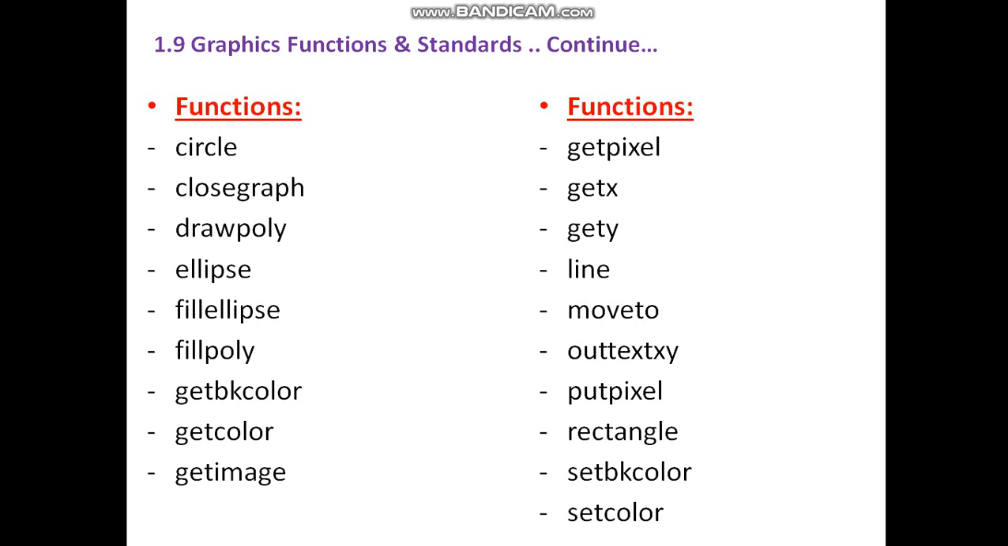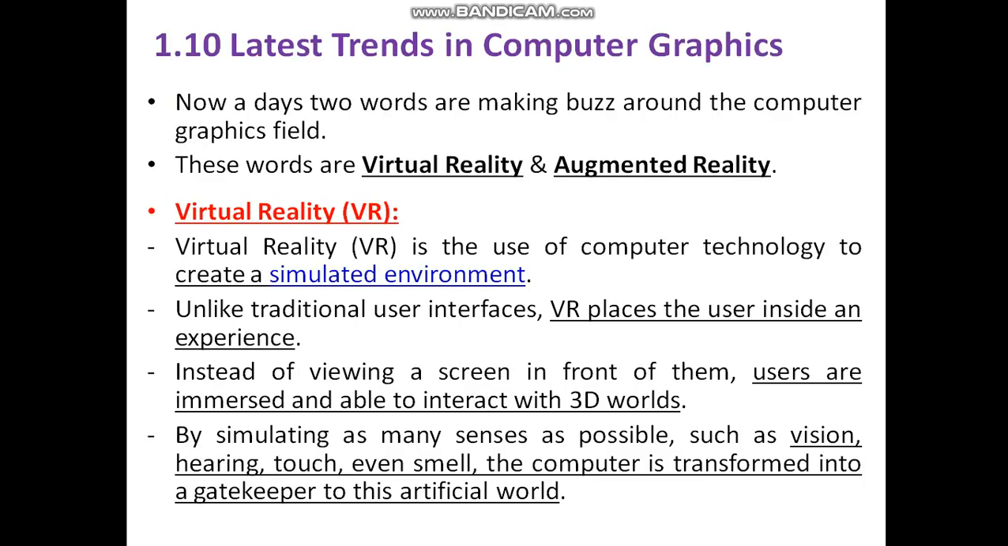Then next one is setbkcolor. The setbkcolor function changes the current background color, and the syntax is void setbkcolor, and the parameter is int color. Then last is setcolor. The syntax is void setcolor, and the parameter is int color. This is used to set a color as our current color. Okay. Then the next point is the latest trends in computer graphics.